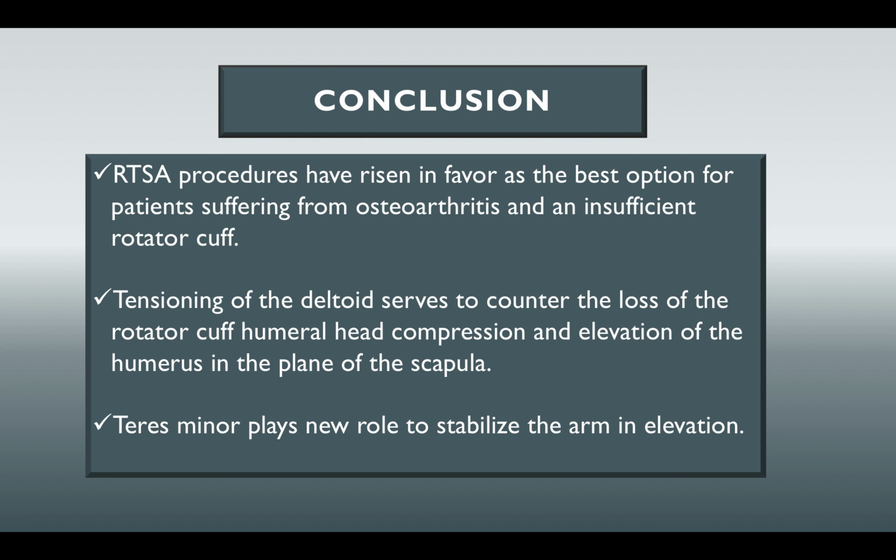Also, tensioning of the deltoid serves to counter the loss of the humeral head compression that the rotator cuff usually provides. And the deltoid also now helps to elevate through the posterior fibers the humerus and the plane of the scapula. Additionally, the teres minor plays a new role to stabilize the arm when it's in elevation.